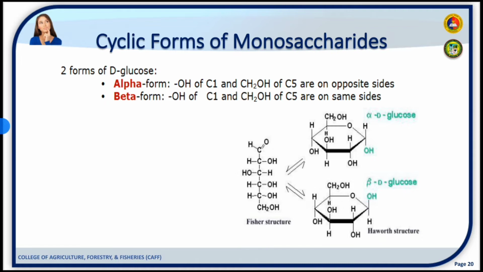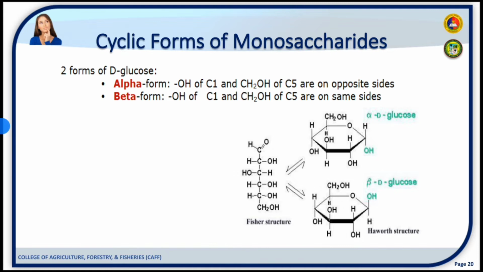So here is one question. Why do monosaccharides form cyclic structures? Monosaccharides form cyclic structures because of the ability of the OH group and an aldehyde or keto group to react intramolecularly to form a hemiacetal or hemiketal. Remember, we have the terms hemiacetal and hemiketal. Hemiacetal is formed with the presence of an aldehyde functional group, while hemiketal is formed with the presence of a ketone functional group. So, look at our example here.